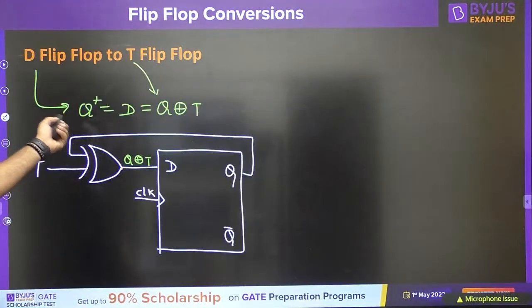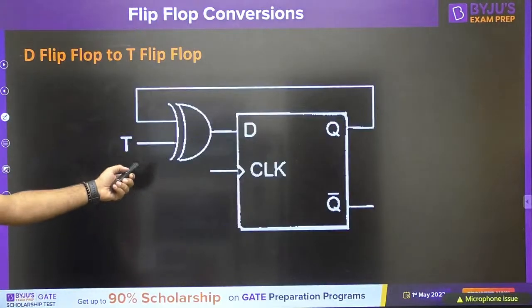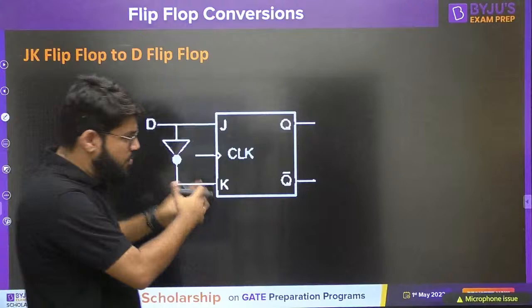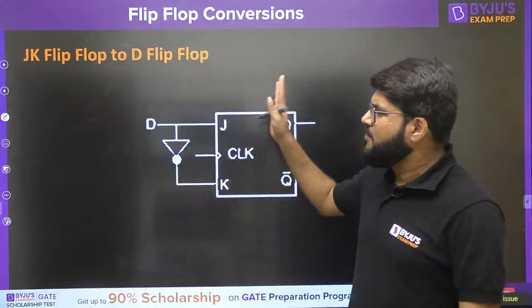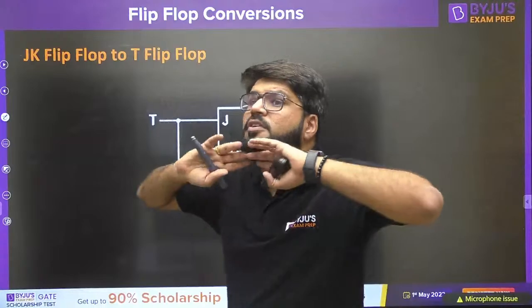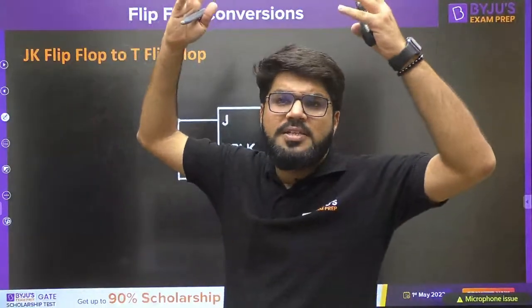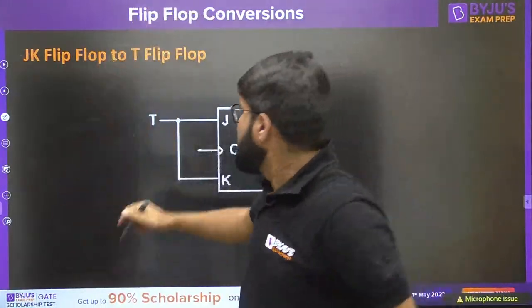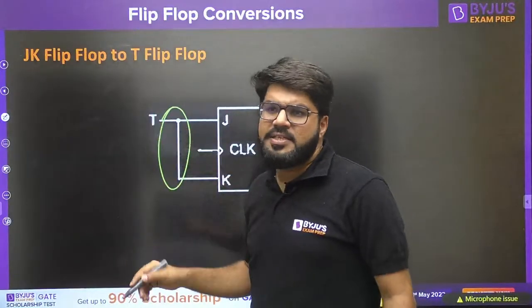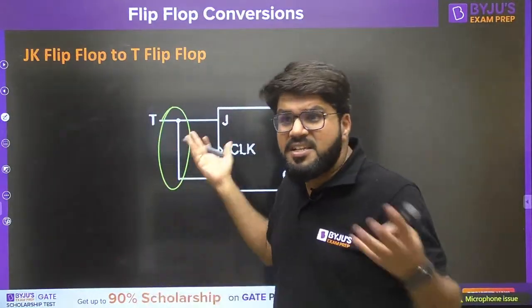Now that is the answer of this. We have drawn it already. JK flip-flop to D flip-flop already discussed. This was the first problem, so it's a copy. So I'm taking flip-flop to flip-flop. Now JK flip-flop to D flip-flop is covered. JK flip-flop to T flip-flop: remember the first two classes only. How do you convert JK to T? Just commonly tie J and K and name it as T. It is automatically a T flip-flop. So that is a fundamental.